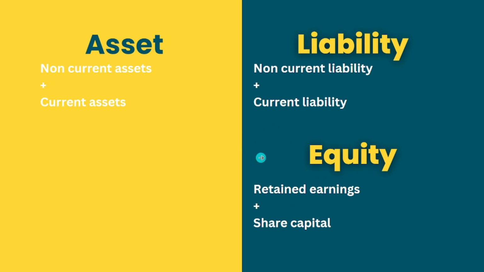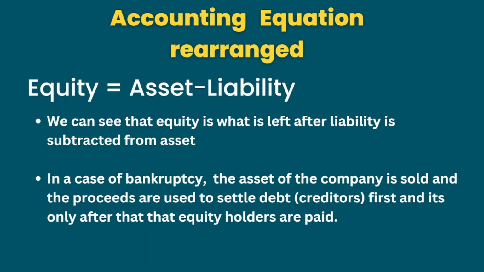So note that when the accounting equation is rearranged, whether it be asset equals liability plus equity, or equity equals asset minus liability, or liability equals asset minus equity, it must always balance. So we will take an example of equity. When this accounting equation is rearranged, equity equals asset minus liability.